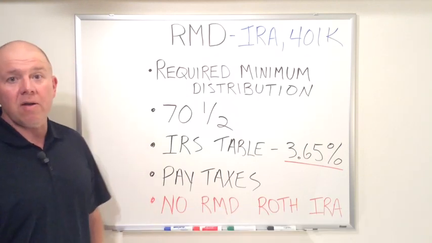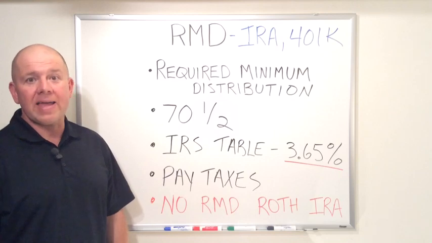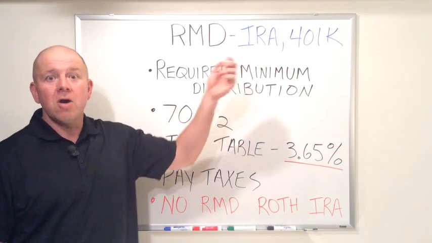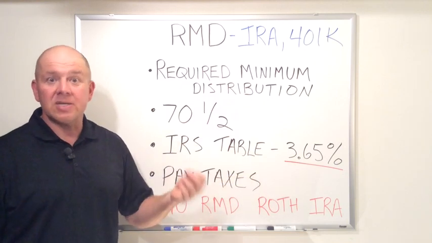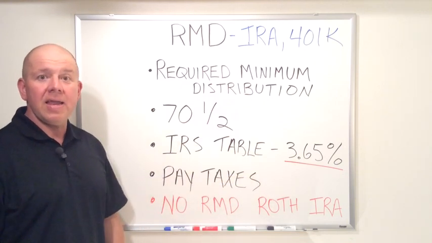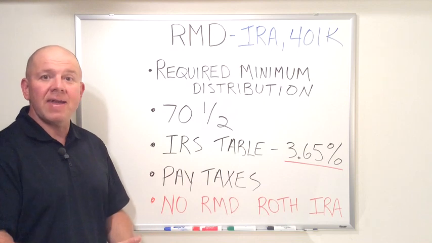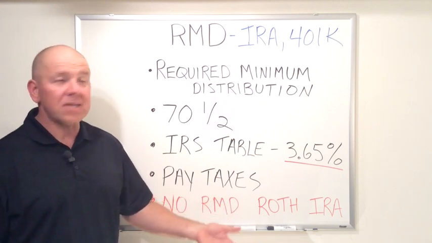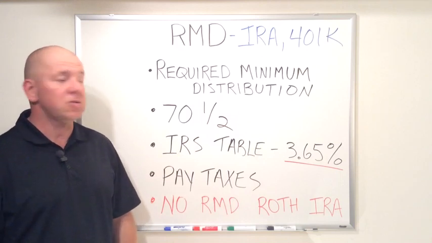So RMDs, what are they? They pertain to qualified accounts, which would be things like IRAs, 401ks, 403bs, SEP plans, accounts like that. Accounts that you've had some tax advantages along the way, and then eventually Uncle Sam wants to get at some of his taxes. That's why they call it a required distribution.